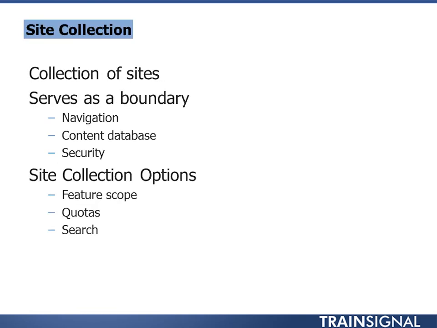The next step down is my site collection. Now, my site collection serves as a boundary. It serves as a container for sites. Now, at the boundary level, it's going to be a navigation boundary, so SharePoint is not automatically going to create links between my different site collections. I could go in and do that on my own, but SharePoint out of the box isn't going to do that. It's also going to be a boundary for content database.